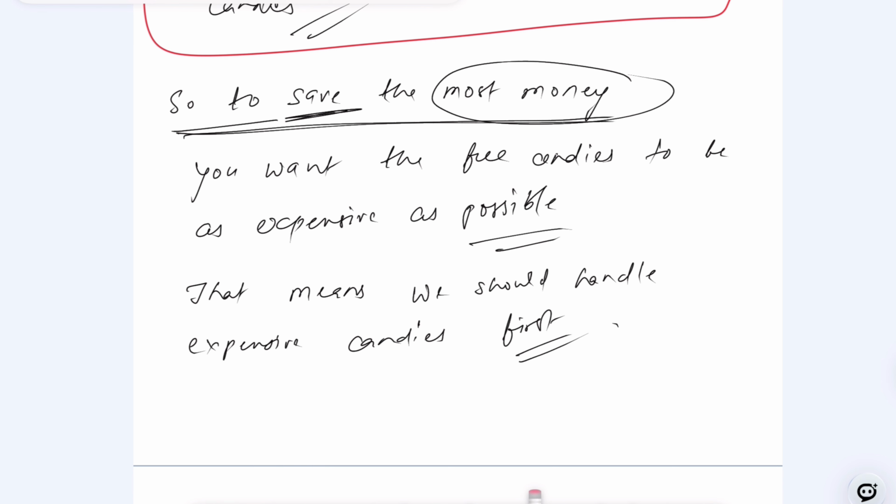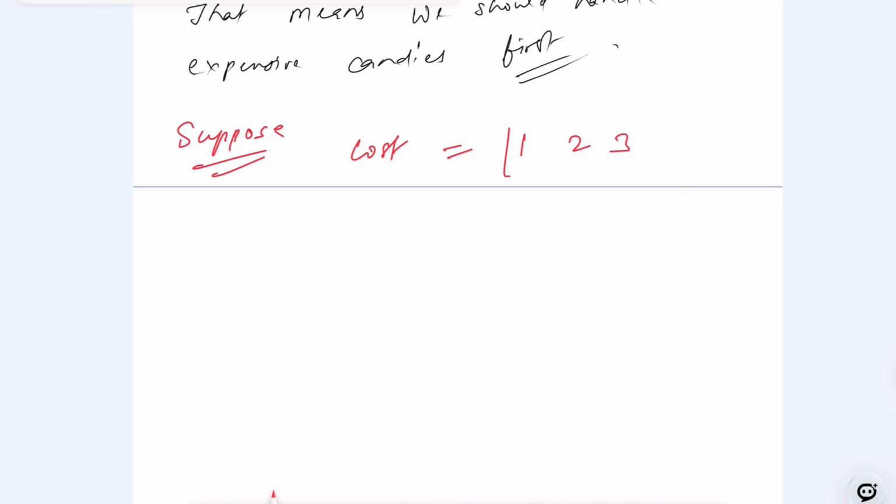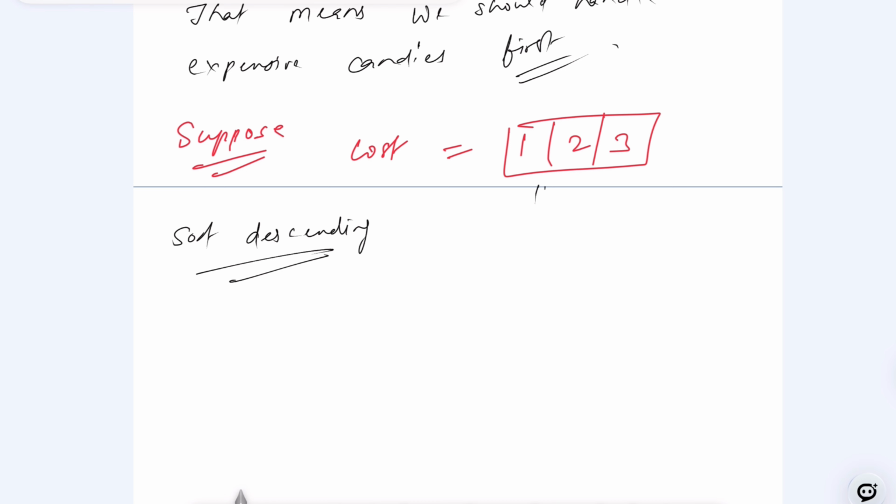Let's talk about what I'm trying to say here, okay? By the example, obviously. Suppose we have given cost, and this cost is 1 2 3 as we have given in the example. The very first thing you should do is sort by descending. So if you sort this, it becomes 3, 2 and 1, correct? After sorting, this is the cost.